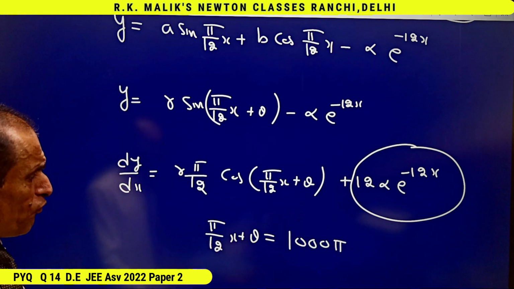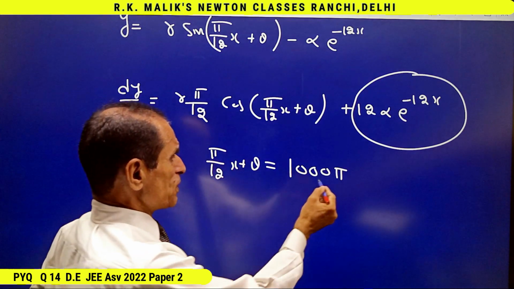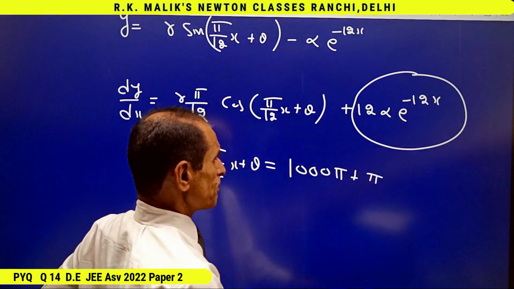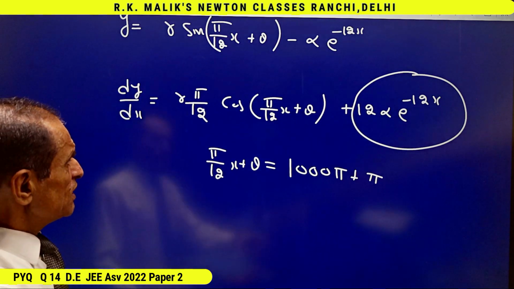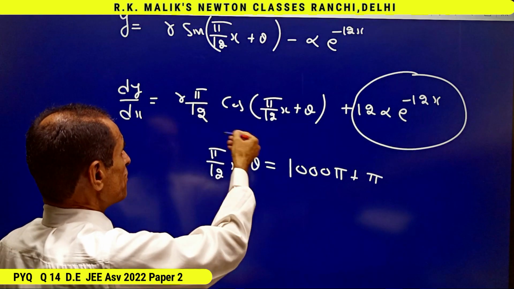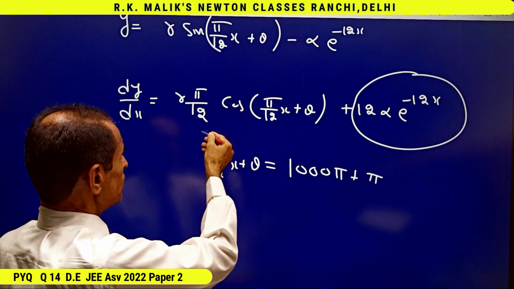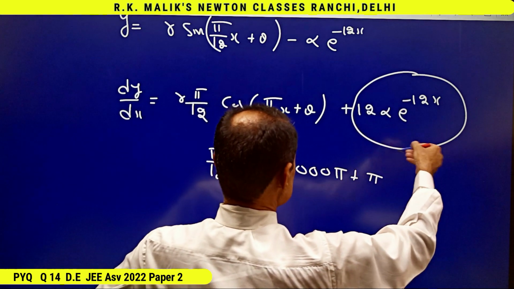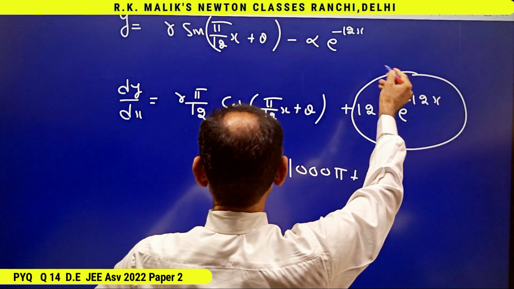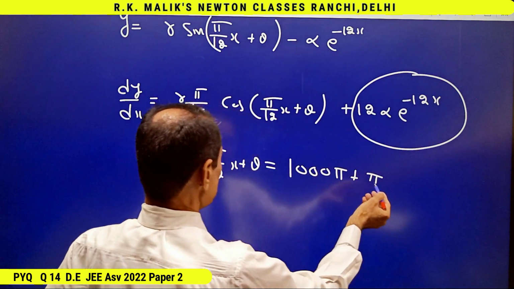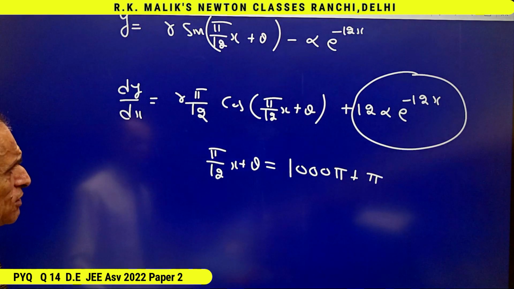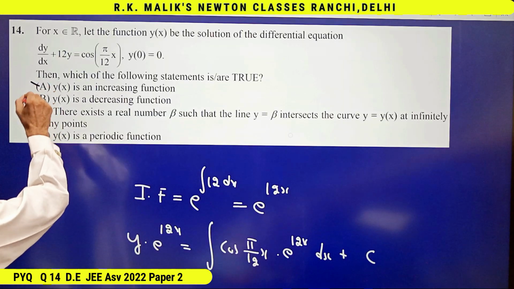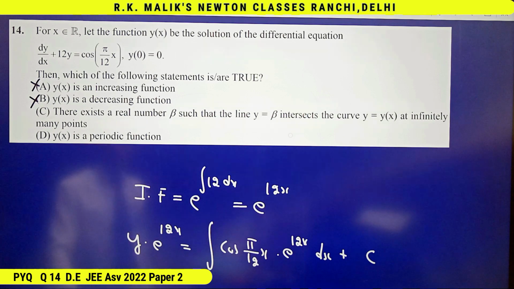But if I take the value of x such that this becomes plus pi, in that case it will become minus r pi by 12 and it will be still very small. As a whole, it will become negative for this value. Hence, dy over dx can be positive also and negative also. Therefore, choice A and B both are wrong.